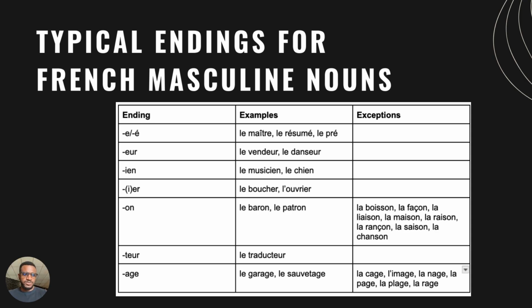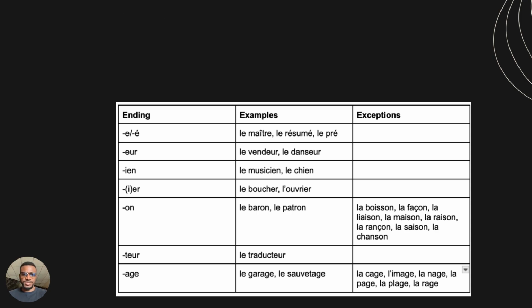Now just running through the endings, we have le maître, le résumé, le prêt. Then we have EUR: le vendeur, that's the vendor, le danseur, that's the dancer. IEN: le musicien, the musician, le chien, that is the dog. IER: le boucher, l'ouvrier. Then we have TEUR: le traducteur, that's the translator. Then we have AGE: le garage, le sauvetage. And look at the number of exceptions there: la cage, l'image, la nage, la page, la plage, la rage. All those exceptions are feminine even though they have the ending AGE.